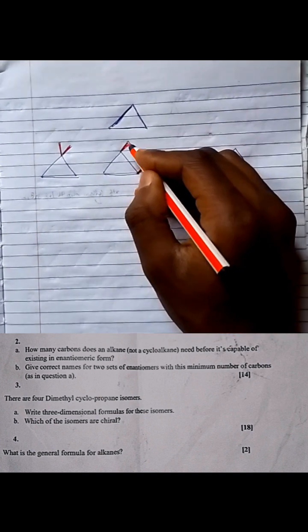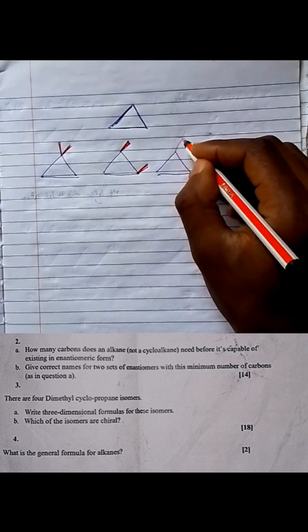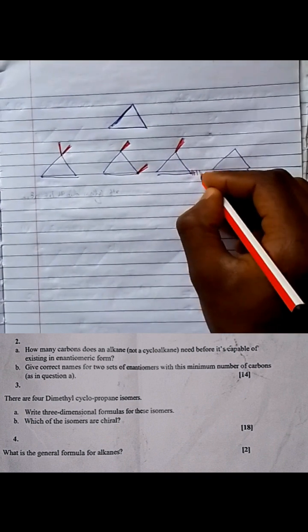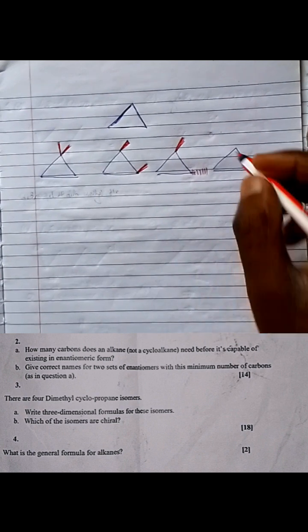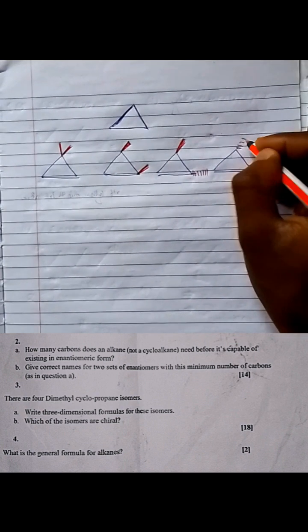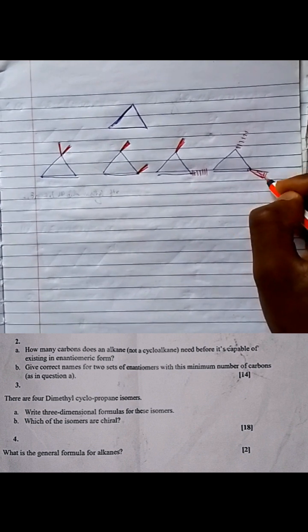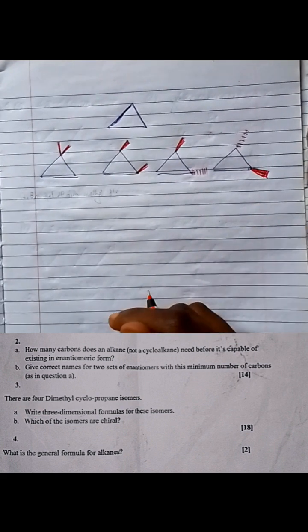But then I know that it's also possible for me to have one coming towards me and one going away from me. That's also an isomer, right? And then it's also possible for me to switch. Therefore, those are our four isomers.